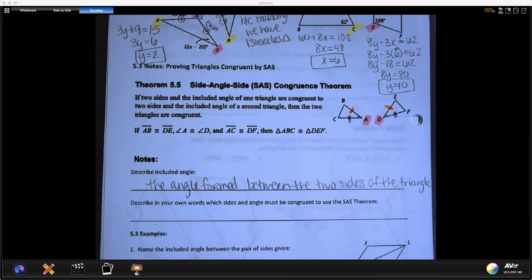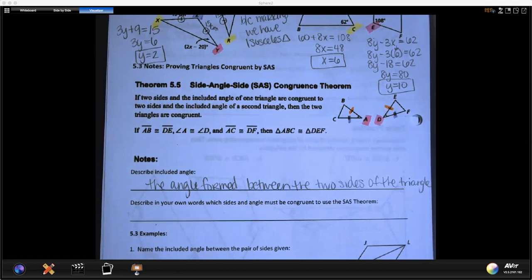So by definition, D and E are not included angles, okay? Because they're not being formed by the 2 sides that we are referring to. Okay, does that make sense? The included angle is essentially the angle in between the 2 sides that you're referring to, okay? So it largely depends on what side you're referring to. I wouldn't be able to just look at a triangle and say, oh, angle A is the included angle. I have to know what sides we're referring to, to know what angle would be included.